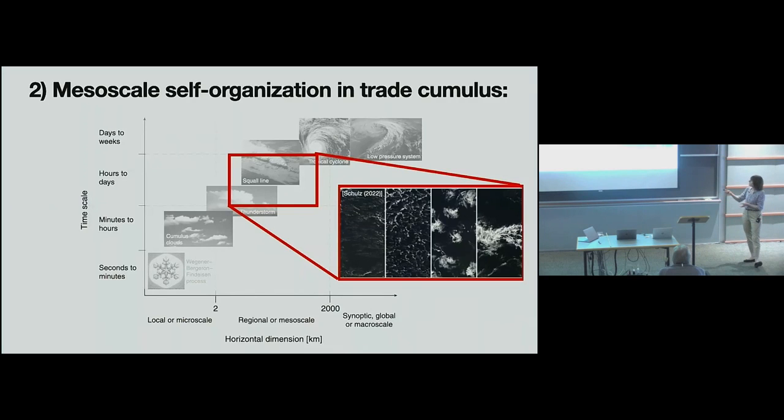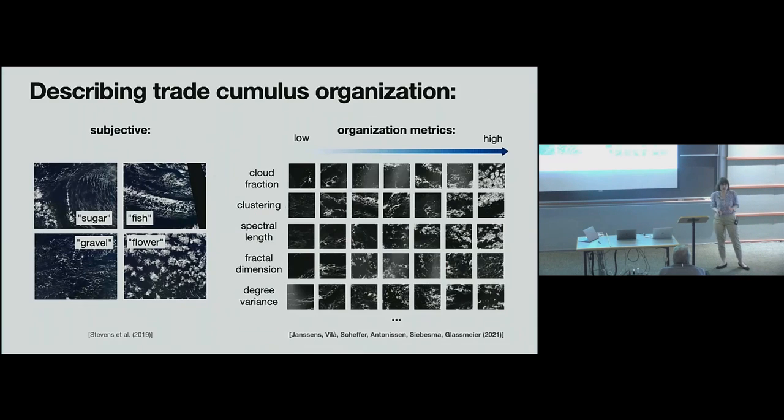And when we now think about these trade cumulus, of course, the first question is, well, how can we describe all these patterns? And what people first did is, well, you take a bunch of cloud scientists, they look at a bunch of satellite scenes, and then they say, oh, well, look, this looks like sugar. And maybe they should have called these worms, I'm not sure.